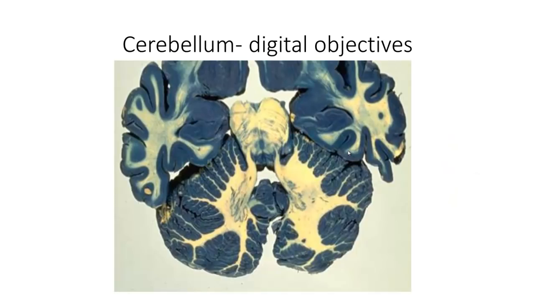Moving on to cerebellum digital objectives now. Remember from gross objectives, we identified our folia, which is going to be our finger-like projections. Our white matter, which is going to be called the arbor vitae, or tree of life. And we have our cerebellar cortex here.